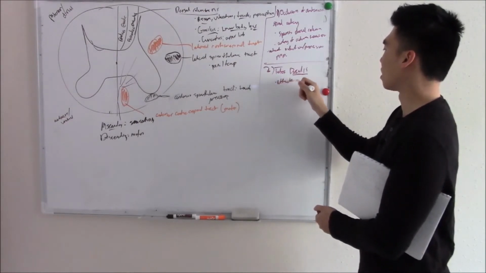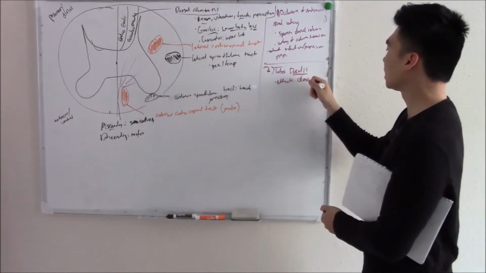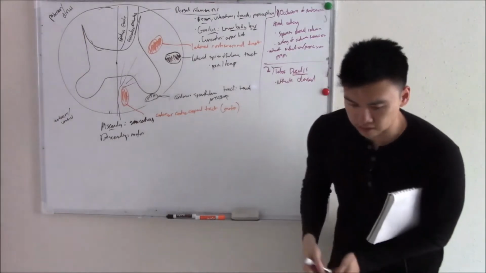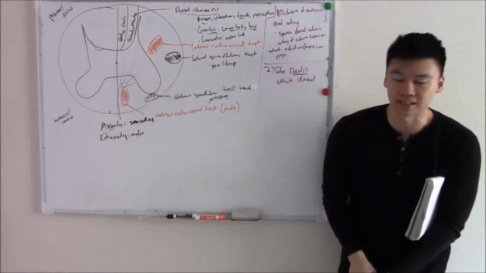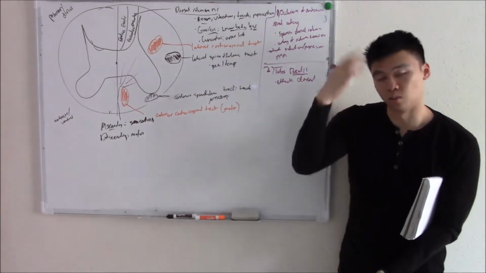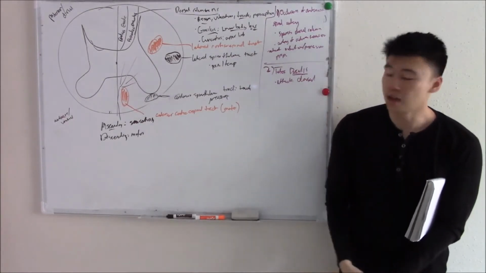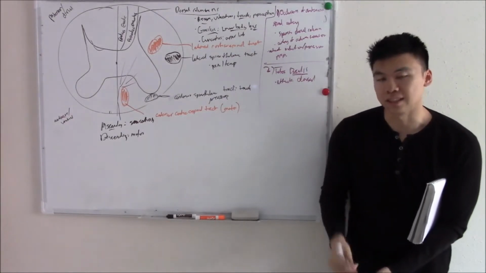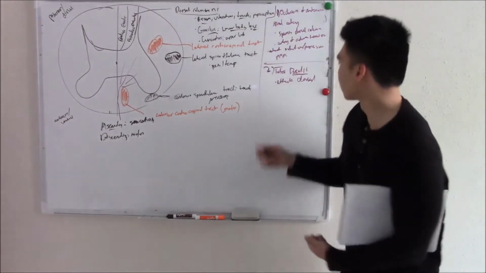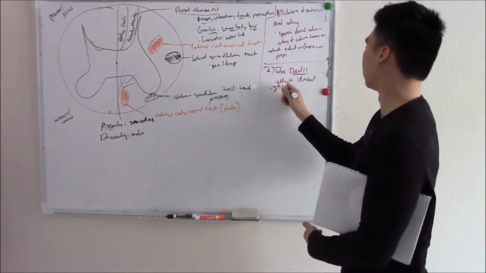What attacks your dorsal columns? This is tertiary syphilis. Tertiary syphilis can disseminate and attack everything, basically. It can disseminate to your skin, to your brain, to your heart, anything. So it can disseminate to your spinal cord and attack your dorsal columns. So all right, tertiary syphilis.